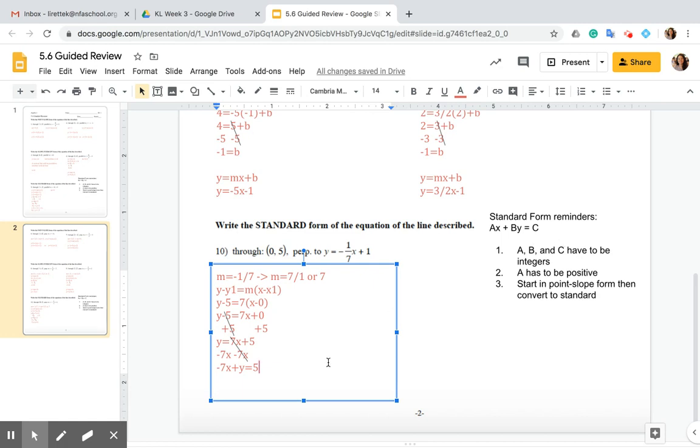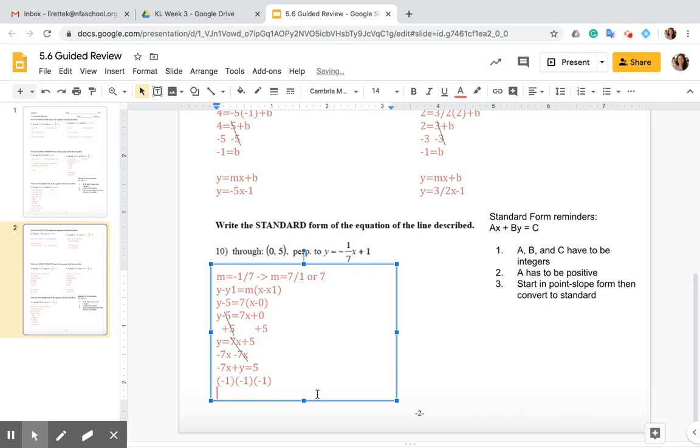All right. A, B, and C have to be integers. They are. A has to be positive. Oh no, so I've got to clear this negative. So I've got to multiply everything by -1. If it was a fraction, you'd have to clear the fraction by using the LCD method. Let me move these a little closer. It's kind of hard to do this typing it out, but that's okay.